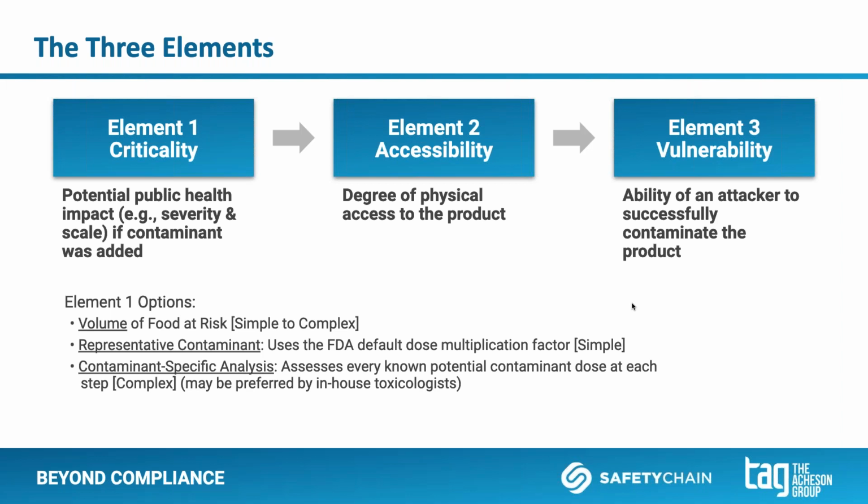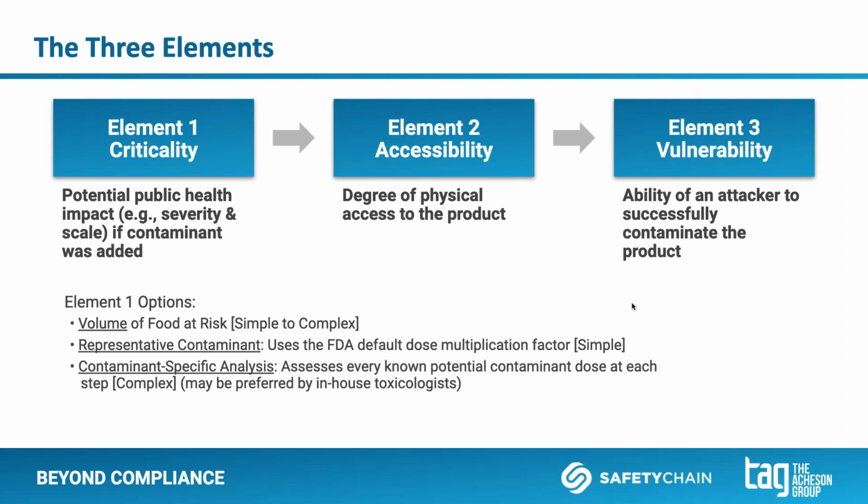Or is there something in the way, what we would call an inherent characteristic, preventing a bad person from putting something into that step, point, procedure at that spot? And you take that into consideration when you score.